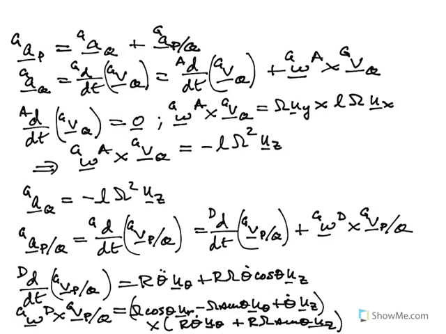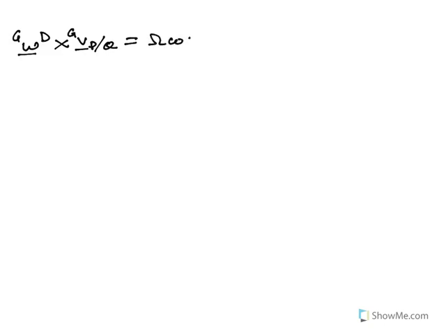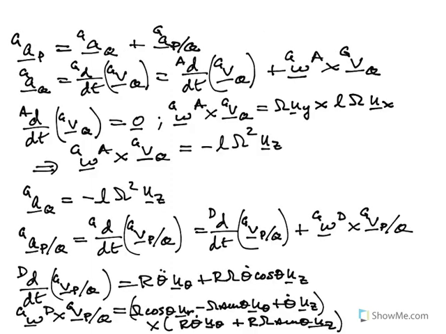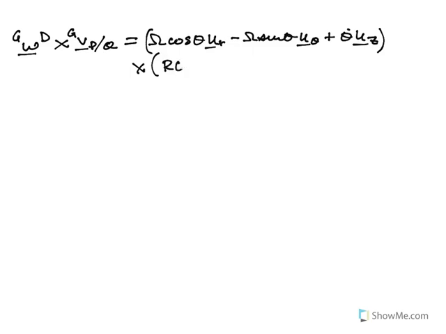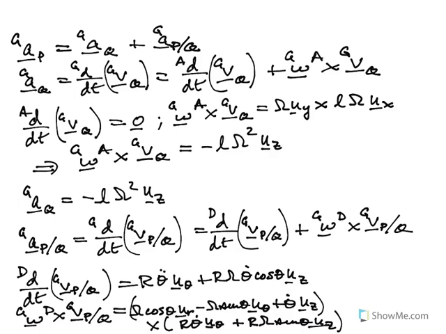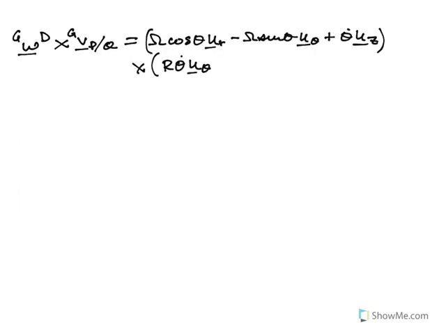So we've got the angular velocity of d in g crossed with the velocity of p relative to q in g. Let's write it again: omega cosine of theta ur minus omega sine theta u theta plus theta dot uz, crossed with r theta dot u theta plus r omega sine theta uz.